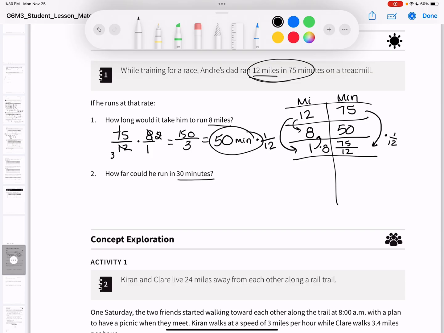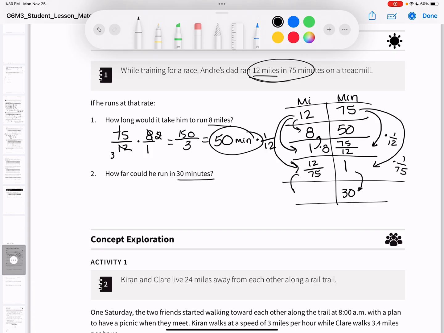Now, how far could he run in 30 minutes? Well, I have 75 minutes, 50 minutes, and 75 twelfths of a minute. So I need to go down to 1. So what am I going to do? I'm going to do 75 divided by 75, or times 1/75. And that's what I'm going to do to this 12 over here too. So 12 times 1/75 is 12 divided by 75. So 12 75ths. Now I need to go from 1 to 30 minutes. So I'm going to do 12 75ths times 30 over 1.